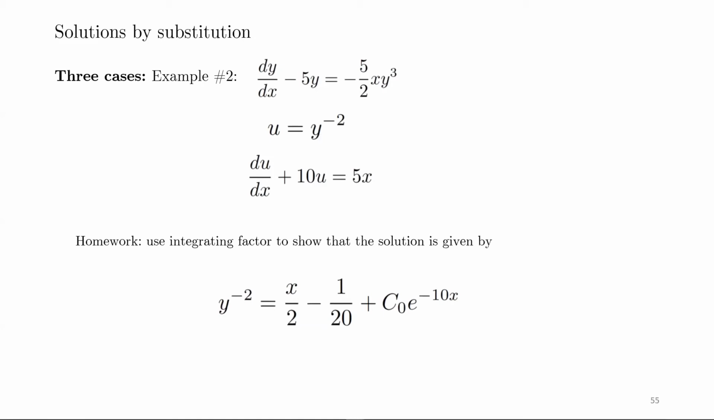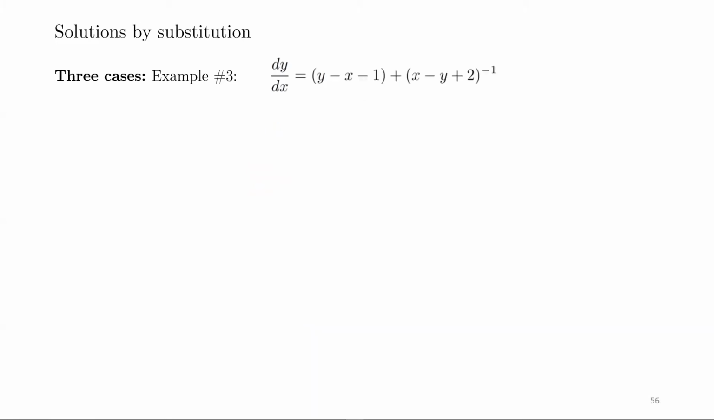Okay, so moving on to the next example now. So we have this equation dy by dx equals y minus x minus 1 plus x minus y plus 2 all to the power of negative 1. Okay, so this is a first order equation. It's clearly non-linear, it's clearly not separable, and you might like to check it's not exact, but it's not exact either.